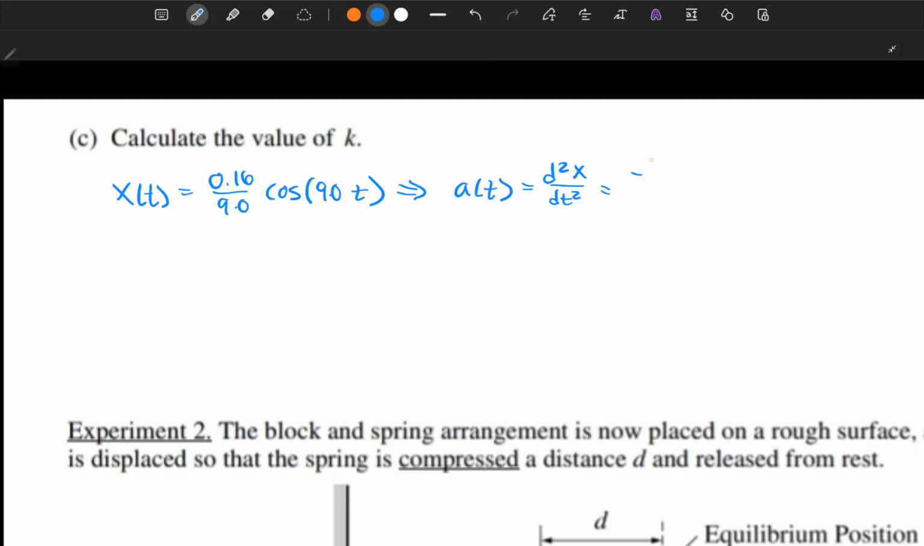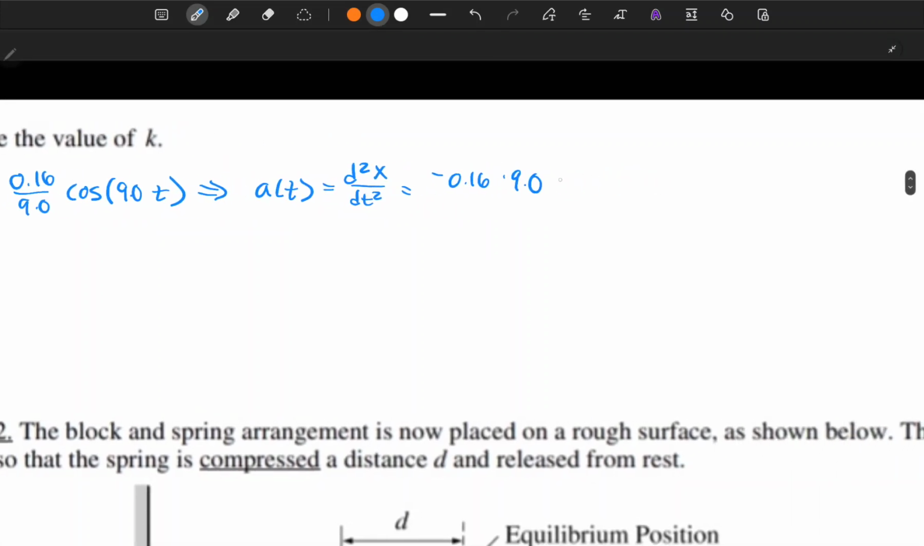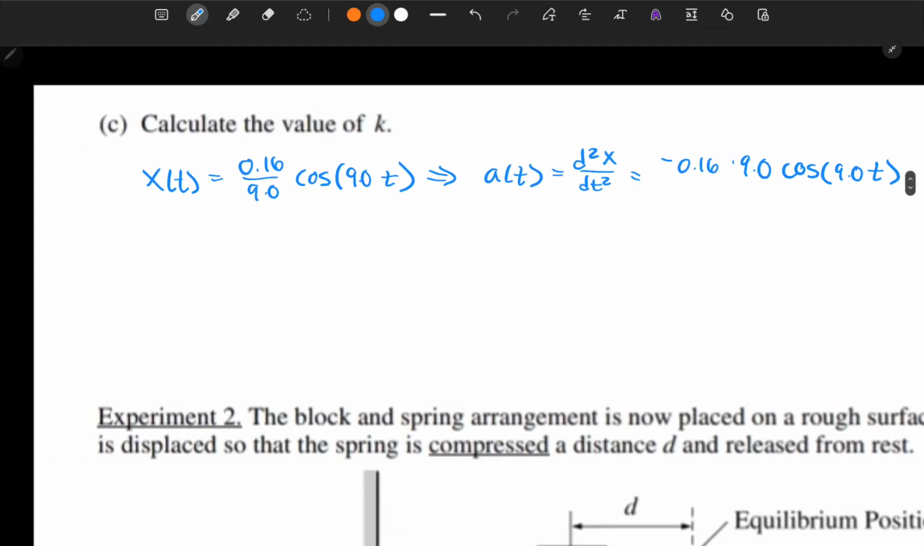is equal to negative 0.16 times 9.0 times 9.0 times cosine of 9.0 t. Then, using Newton's second law for a spring system, we find that F is equal to m a of t, which should be equal to negative k x of t.